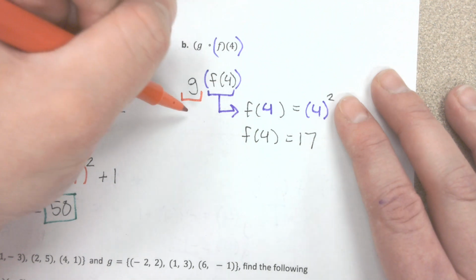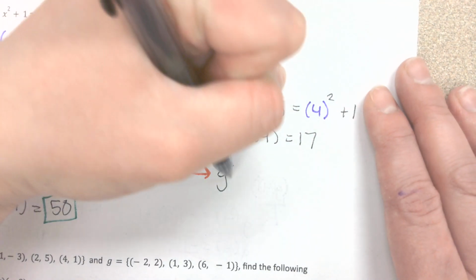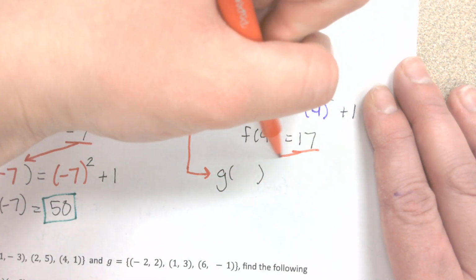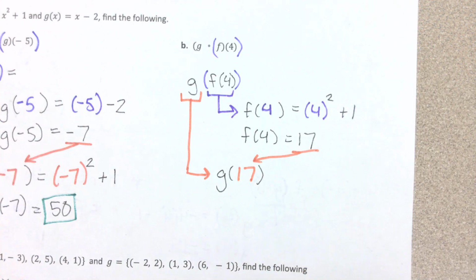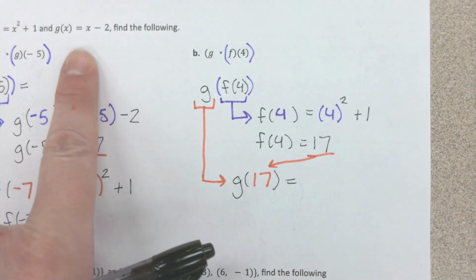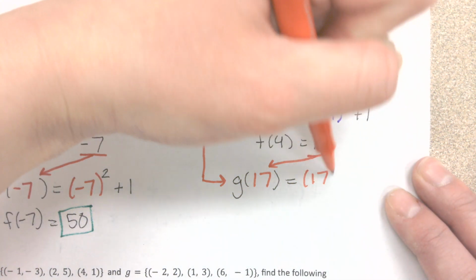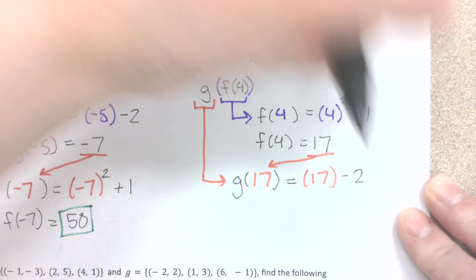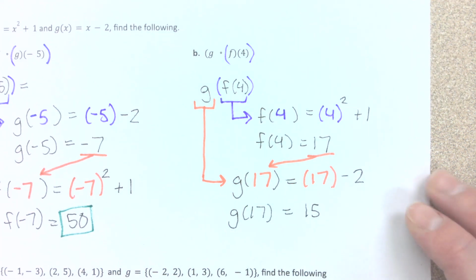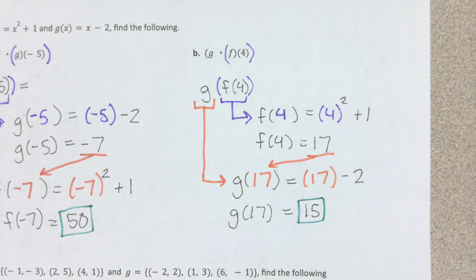And g, we're going to bring it down. We now know that the number that goes in here is 17, so we'll just bring it over and drop it in there. And now we'll find g of 17. G is just x minus 2, so I'll plug 17 in for the x. This is 17 minus 2. G of 17 equals 17 minus 2, 15. That was the outside function, so that is my final answer.